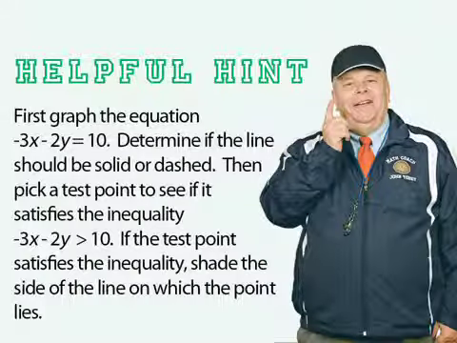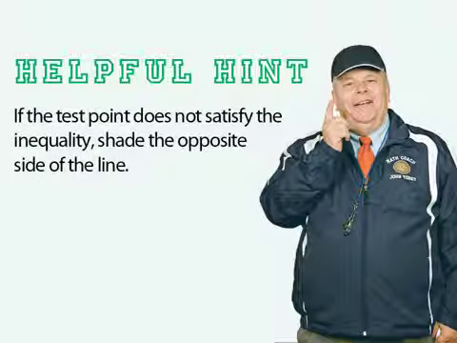First, graph the equation minus 3x minus 2y equals 10. Determine if the line should be solid or dashed. Then, pick a test point to see if it satisfies the inequality minus 3x minus 2y is greater than 10. If the test point satisfies the inequality, shade the side of the line on which the point lies. If the test point does not satisfy the inequality, shade the opposite side of the line.